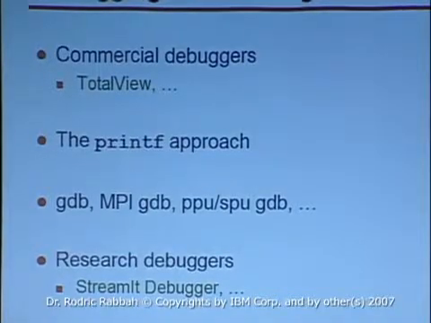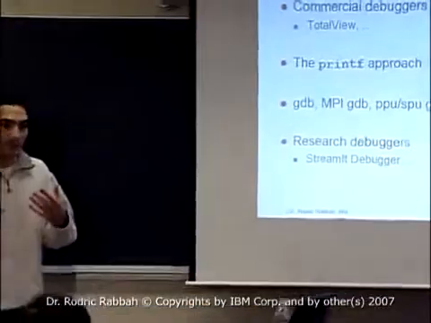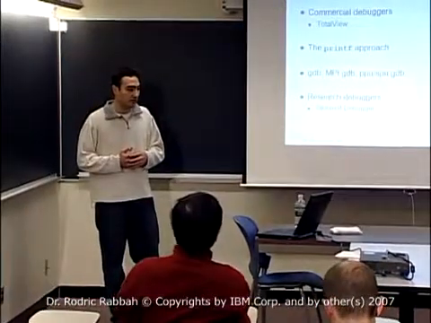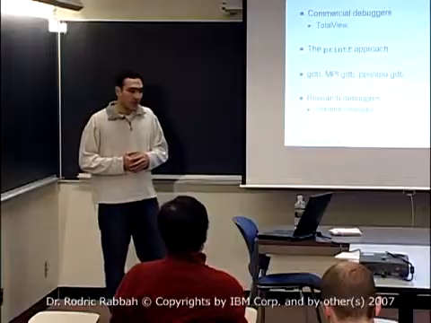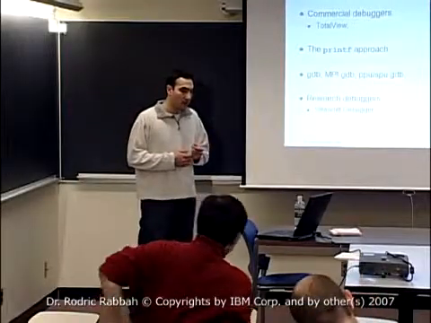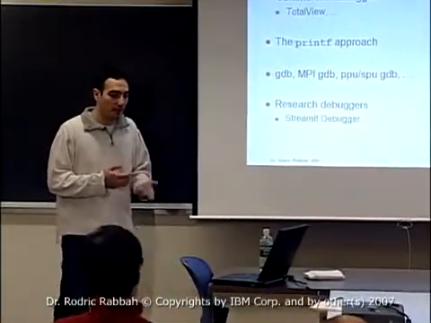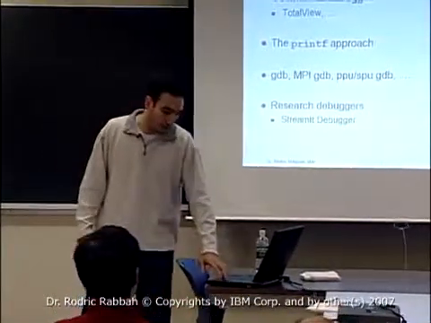You need to be able to switch between the threads. Getting the context right, being able to name the variables is tricky. So there's a lot of things that could be improved. And there are some research debuggers, like something we've built as part of the StreamIt project, the StreamIt Debugger. I'll show you some screenshots of those just so you can see what we can do.